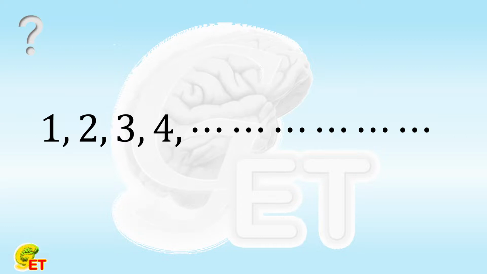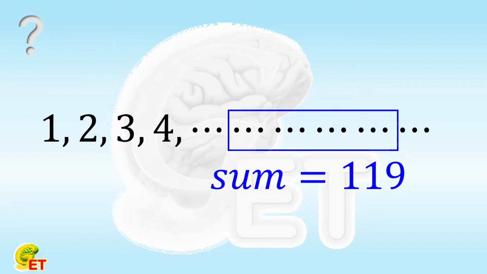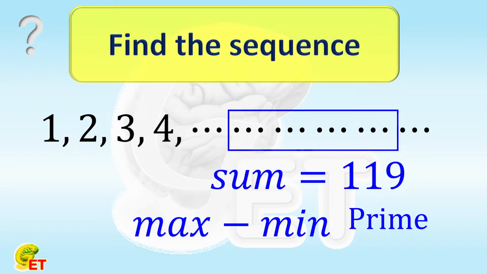From the sequence of natural numbers, we select a continuous segment. It is known that the summation of this sequence is 119, and the difference between its maximum and minimum is a prime number. Can you find the sequence? Why not give a try, and we will come back soon.